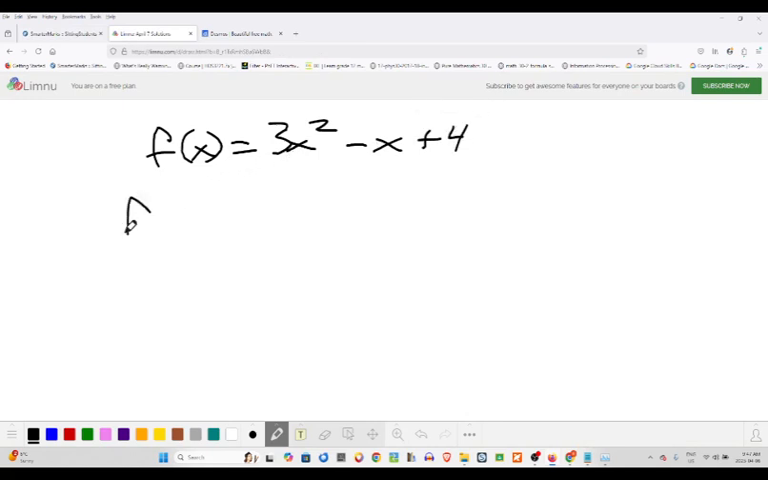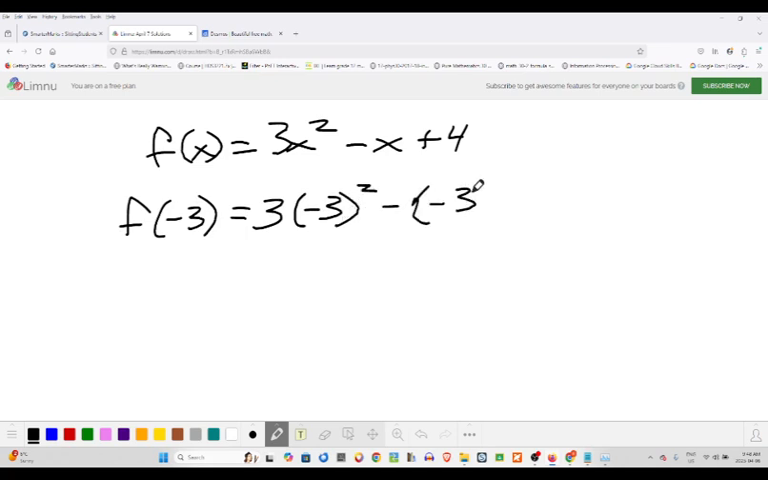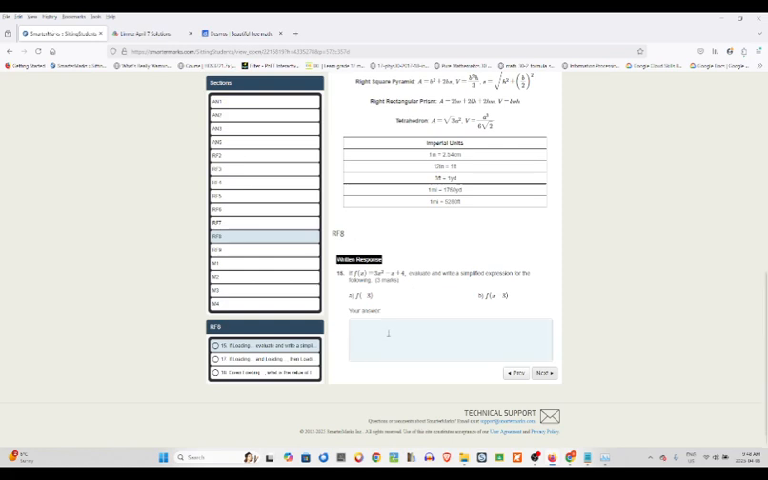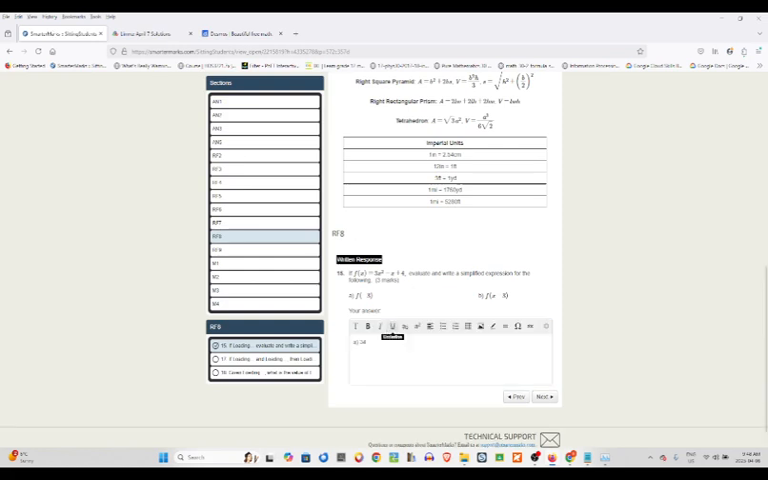So f of negative 3, it's in the bracket, so it's replacing x, is 3 times negative 3 squared minus negative 3 plus 4. So that is 27 plus 3 plus 4. That is 34. And that's doing it by hand. Obviously, you could also take our first substitution step and put that in your calculator. So A, 34. For full marks, or when we're doing the partial marks, you can fill it in.